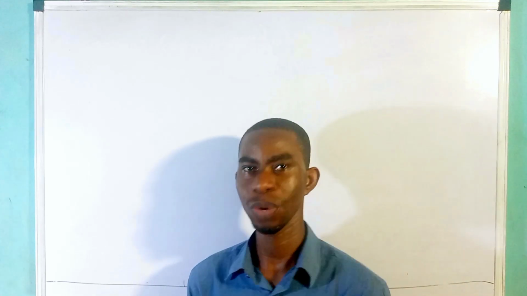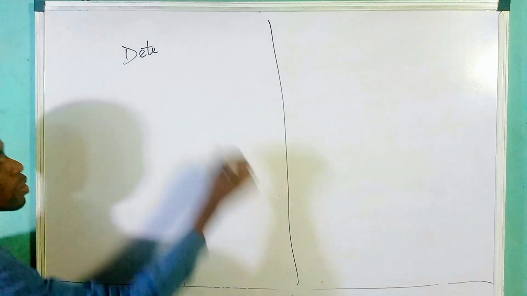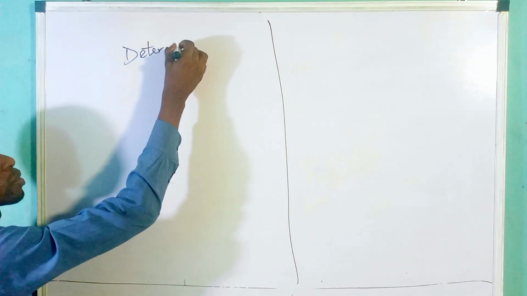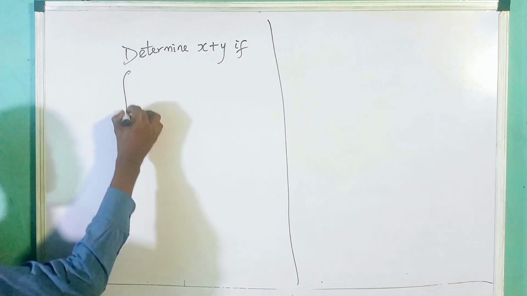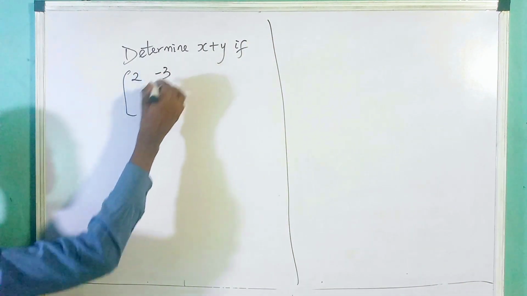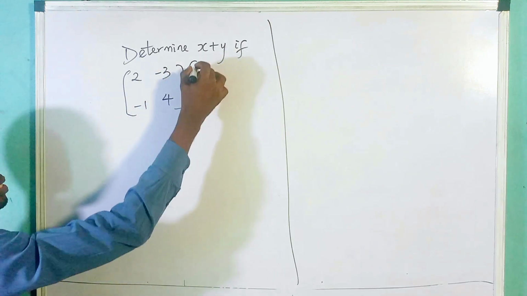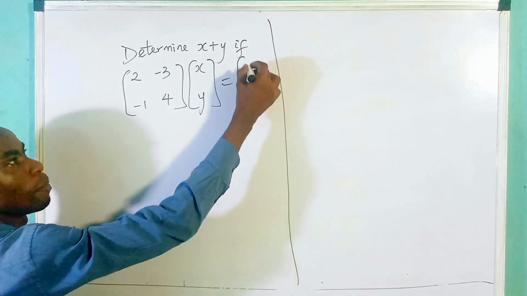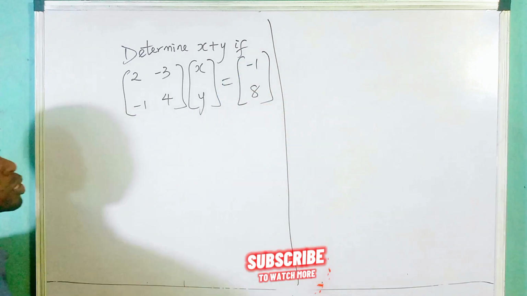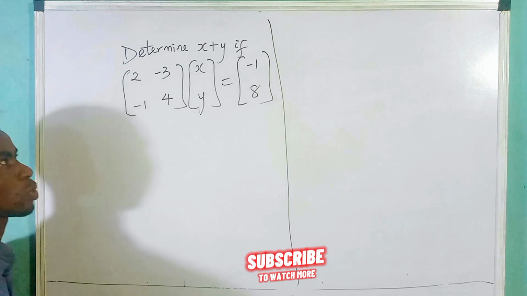I'm looking at a matrix question today. Suppose we have to determine x plus y if we have this matrix [2, -3; -1, 4] multiplying [x; y], and then this is giving [-1; 8]. Suppose you have to determine x plus y from this question. How do we solve it?